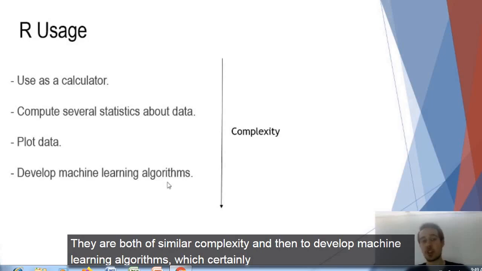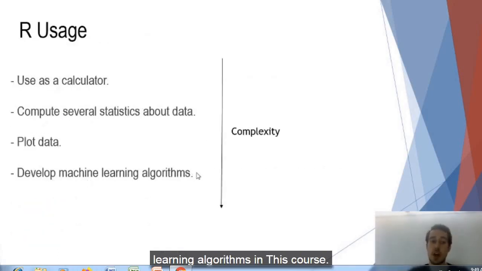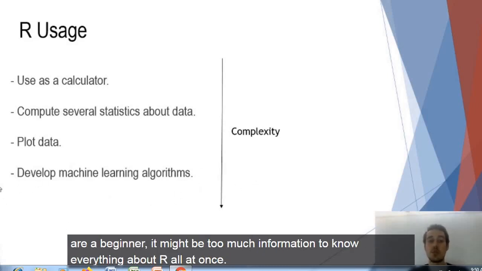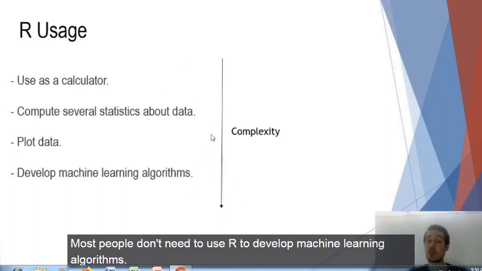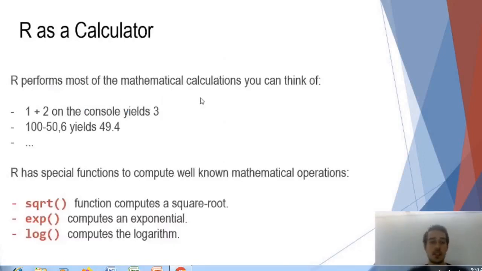And then there is developing machine learning algorithms, which certainly is one of the most advanced usages of R that we have. We will not learn how to develop machine learning algorithms in this course. I'll do a course later only on developing machine learning algorithms, because I think that if you are a beginner, it might be too much information to know everything about R all at once. Most people don't need to use R to develop machine learning algorithms. They only need R to analyze data, plot data, and do statistics on some data sets.